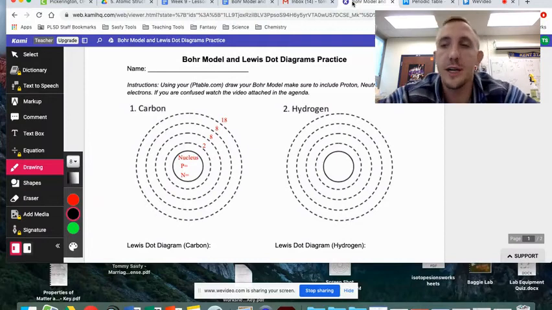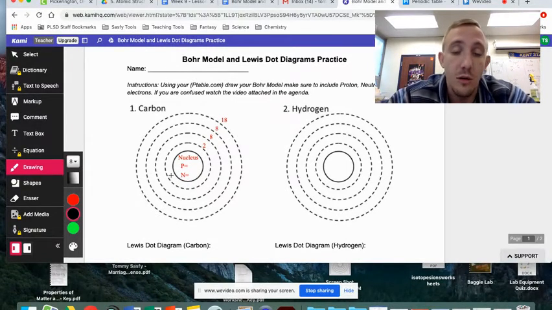All right, so we're going to be talking about Bohr models and how to draw Bohr models, and also what to do when we have a Lewis dot diagram. So when we are talking about a Bohr model, we're going to do an example of carbon together. Now, I've gone ahead and drawn all of this.